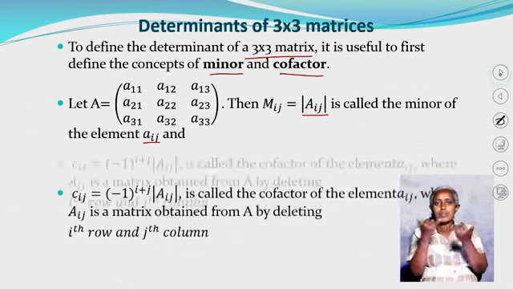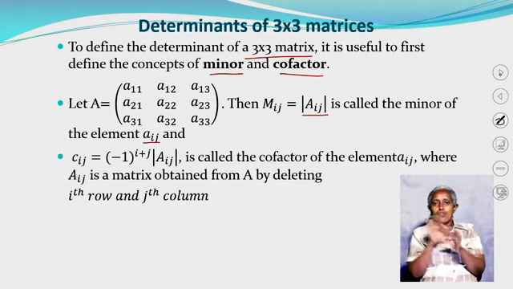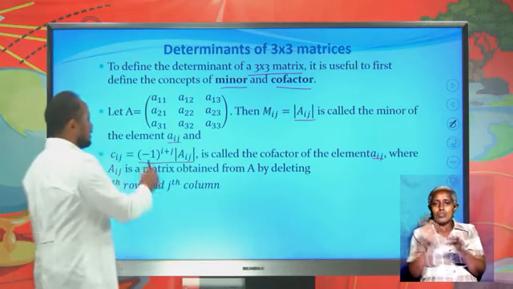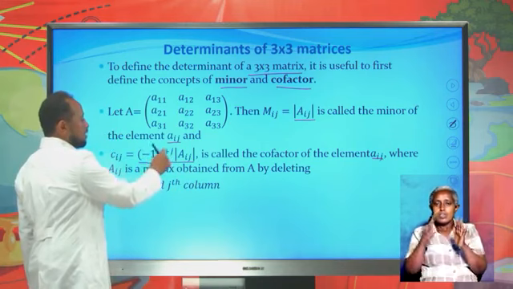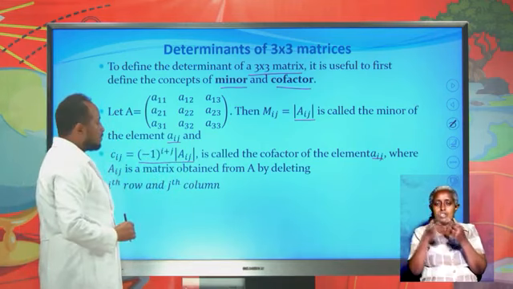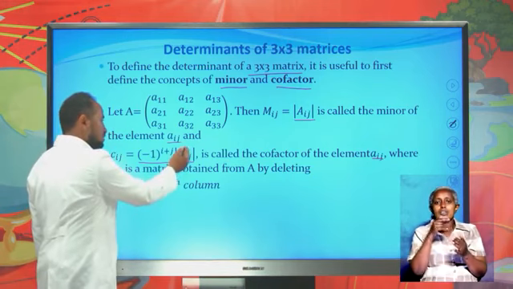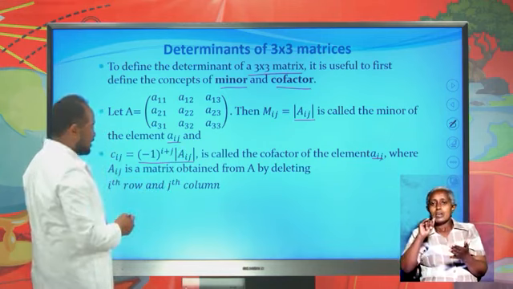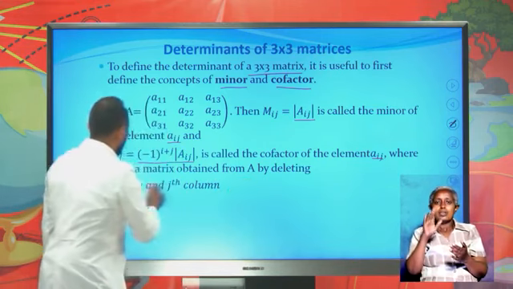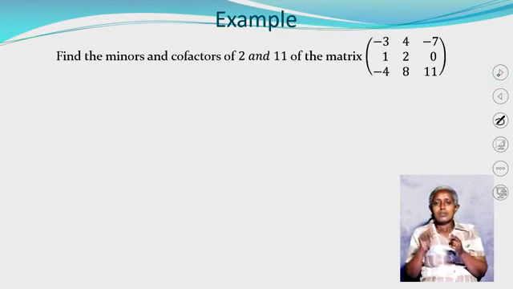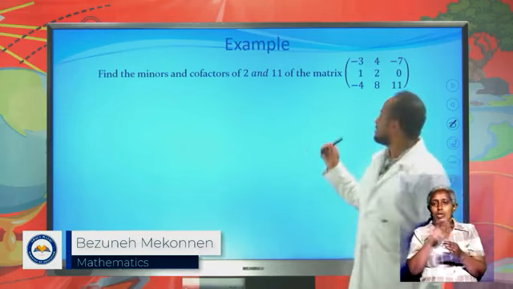Now the cofactor of the entry aij is obtained by this one: minus 1 to the power of i plus j times the determinant of the minor, that's Aij. And as I said, this Aij is obtained by deleting the i-th row and j-th column of the given matrix. So let's see this concept through an example. We are asked to find the minor and cofactor of 2 and 11 for this matrix.